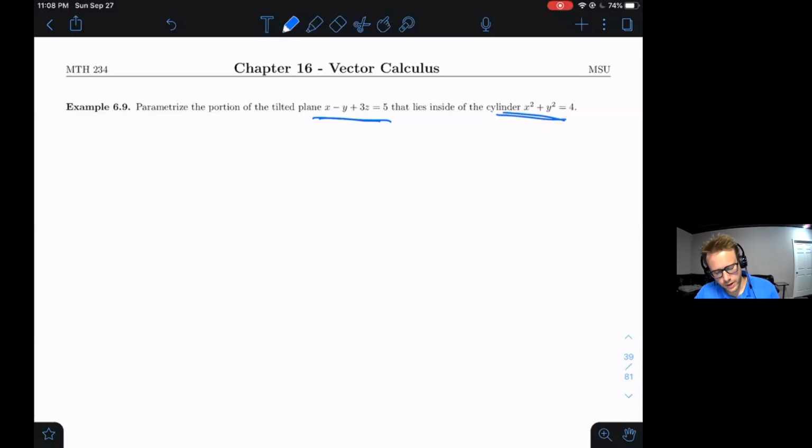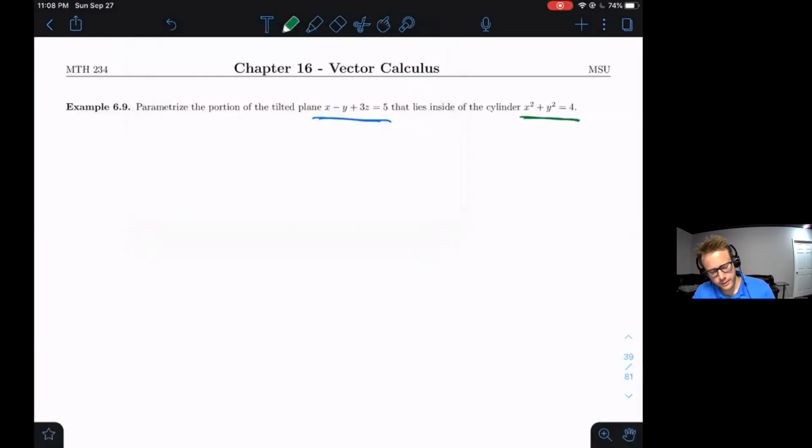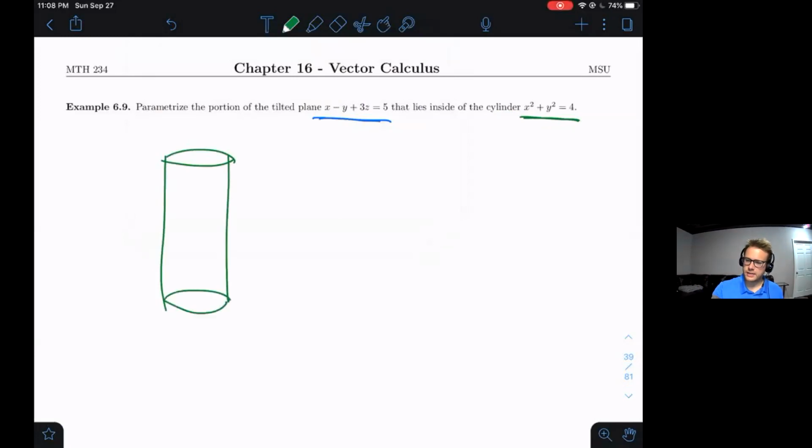And so let me do a quick picture here. In fact, let me change colors. So for the cylinder, we'll do green. This is basically just a circle of radius 2. And then as you can see, it doesn't rely on any z coordinates. So that same circle is just kind of at all different z values. Circle of radius 2. And then we're going to have a nice tilted plane.